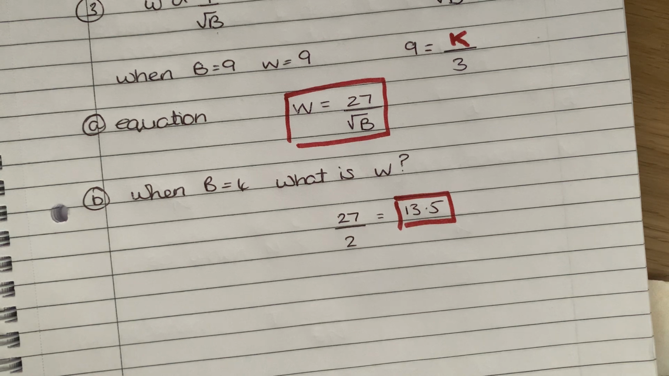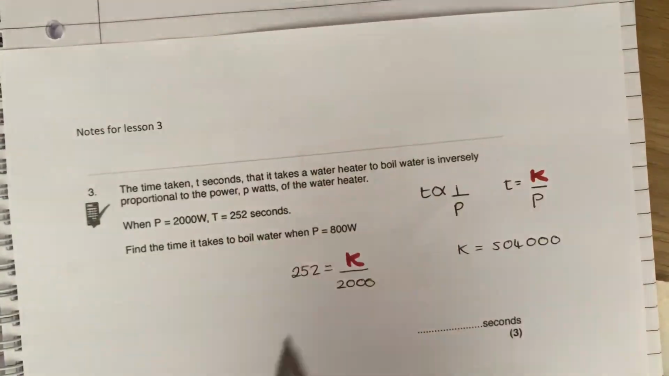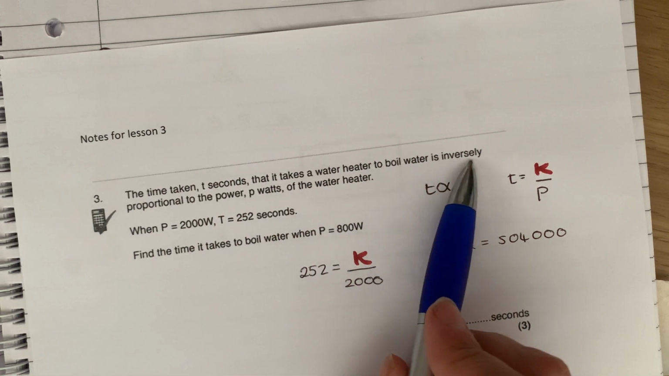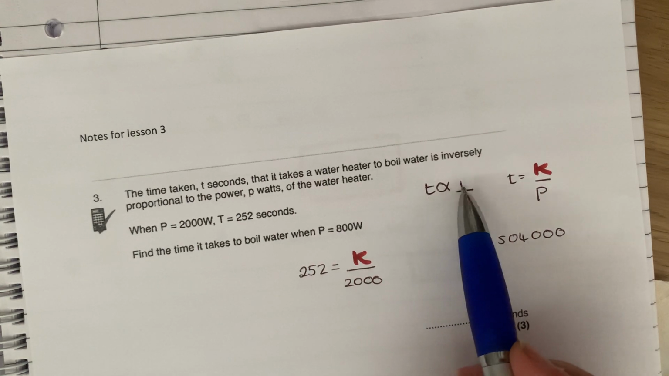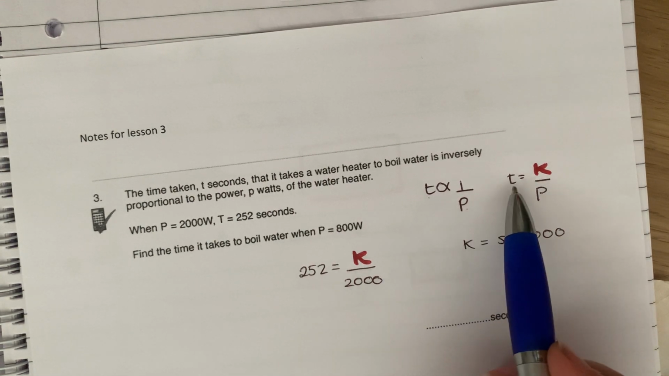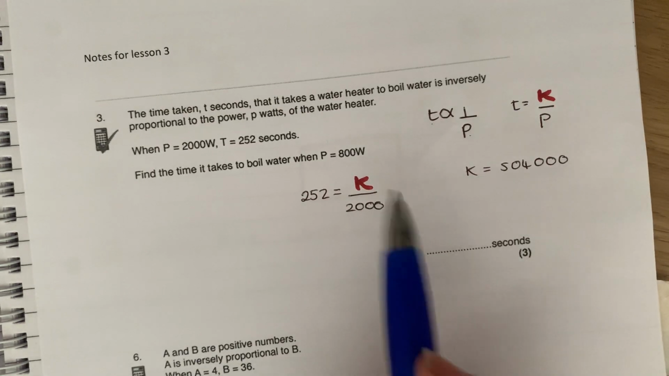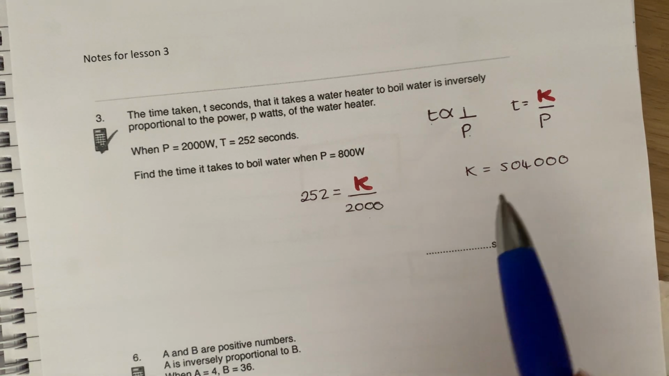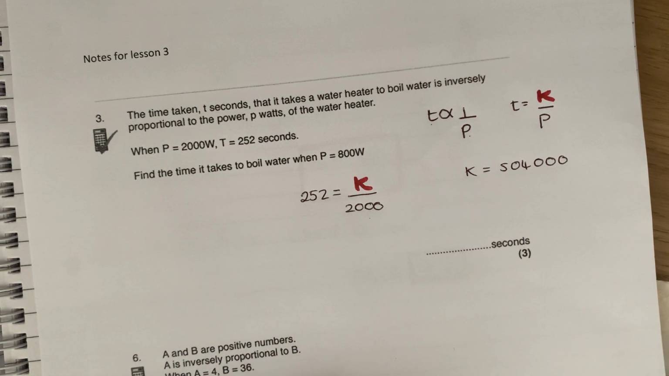Right, as like last time, you can print off the notes if you want to have a go at the exam questions on this. Right, the time taken, t, that it takes for water to boil is inversely proportional to the power p of the water heater. So t is inversely proportional to p. So my equation is going to look a little like t equals k over p. So let's put in the numbers that we've got. 252 is k over 2000. So I can see here that k will be 504,000.